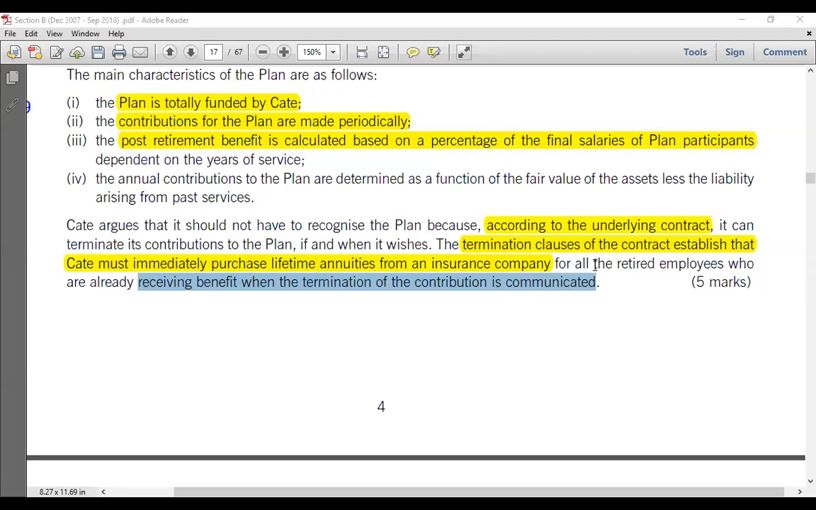So this means that even if we terminate the plan, we still have to pay the benefit in the form of the annuity, not in the form of cash. Rather, we still have to pay the amount in the form of the annuity. So despite the cancellation, we can say that Kate cannot save itself from the outflow. So apparently we should be treating this plan as a defined benefit plan rather than the contribution one.